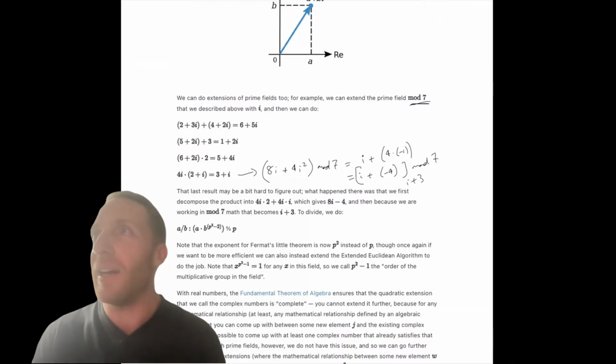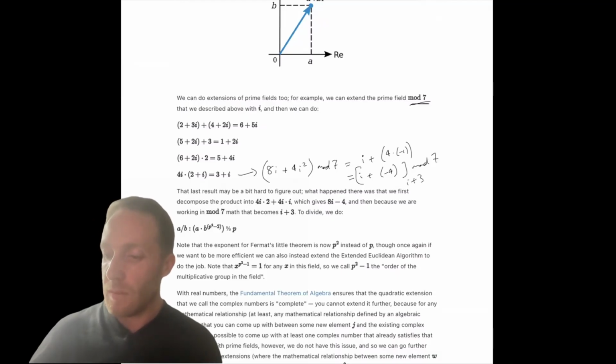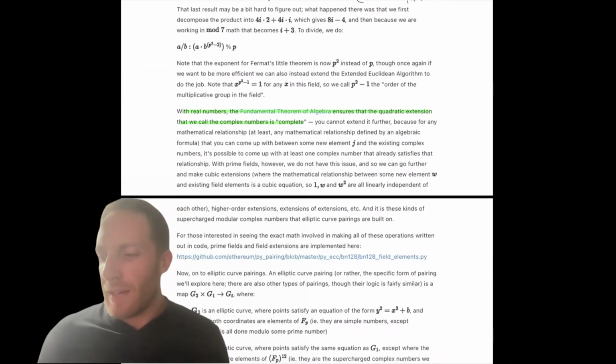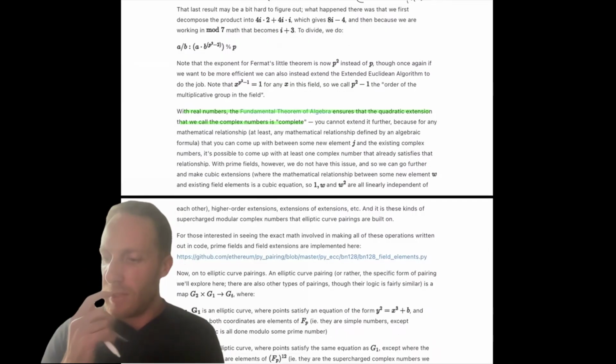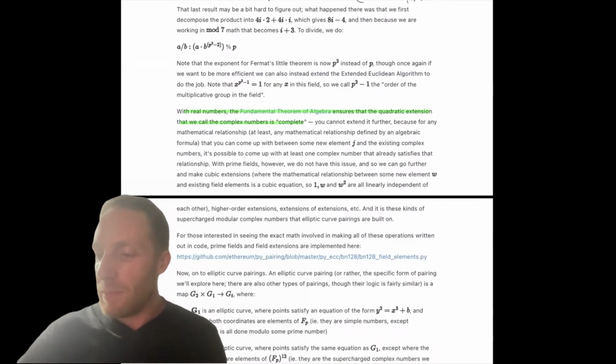Okay. I don't know why I'm spending so much time on this, but if we keep going here. With real numbers, the fundamental theorem of algebra ensures that the quadratic extension that we call... sorry, I'm reading here. So again, I'm going fast. I do think that Vitalik, when he wrote this, probably also didn't understand all of this, is my assumption. I mean, it goes very deeply, and stating results is always easier than actually understanding and deriving them yourself.